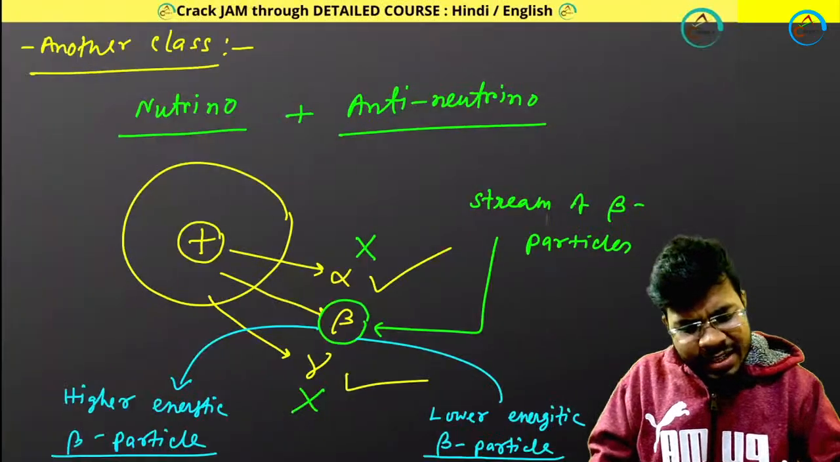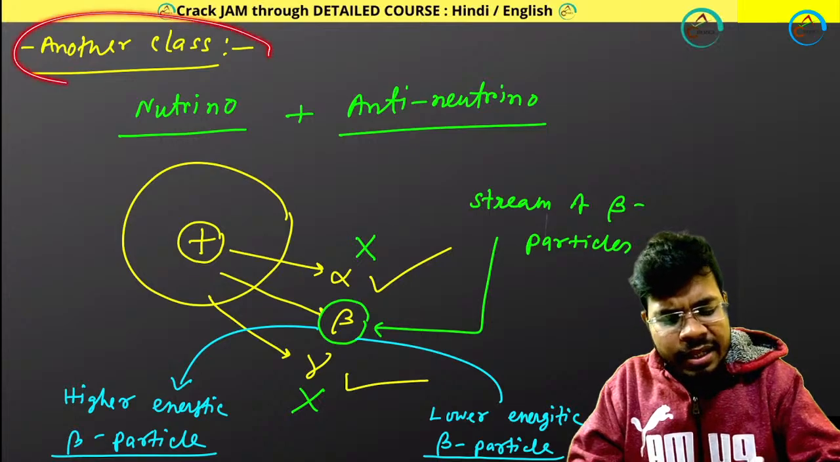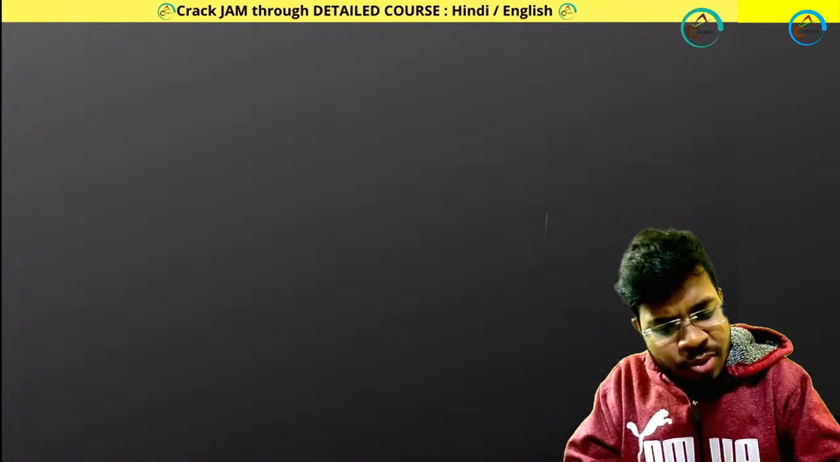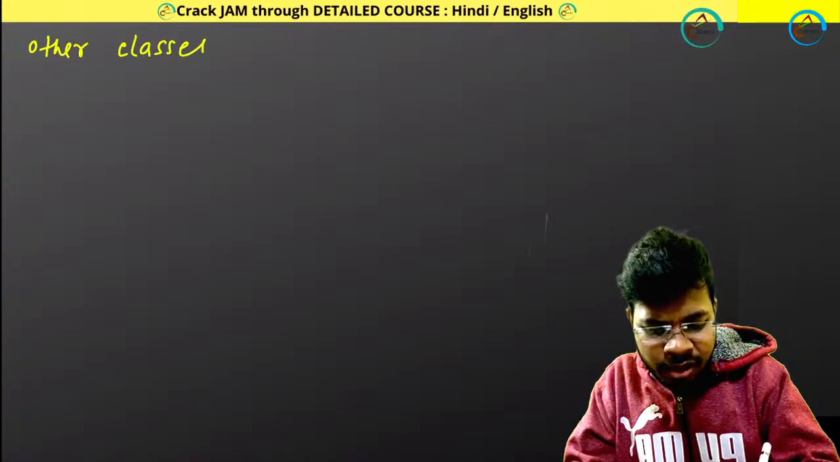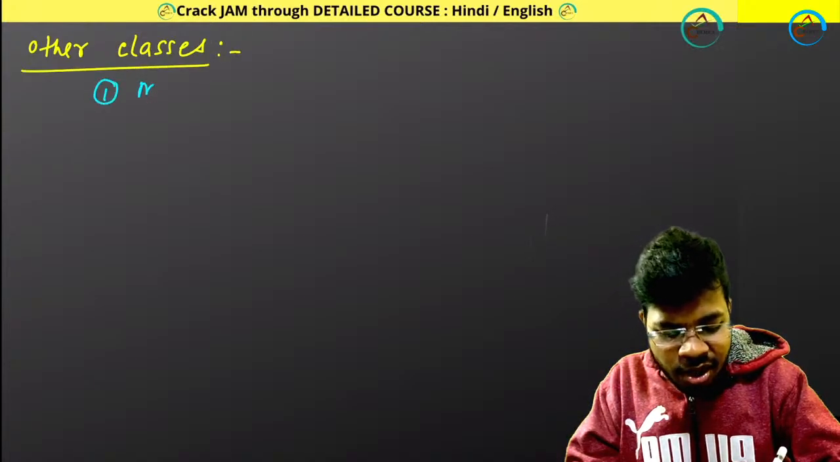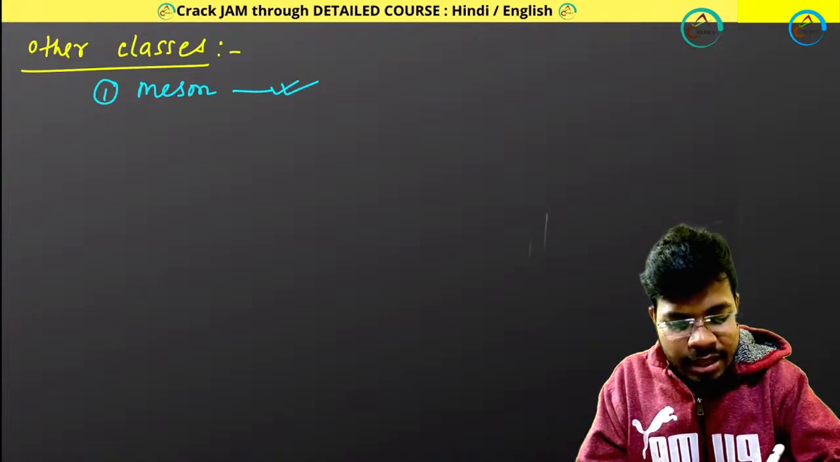So like these kinds of beta particles, these kinds of neutrino, antineutrino, beta particles, I told you this is another class of beta particles. I do have other classes of beta particles as well. One example I want to give you is called mesons. Meson is another class of beta particle. Okay. Second is hyperons.